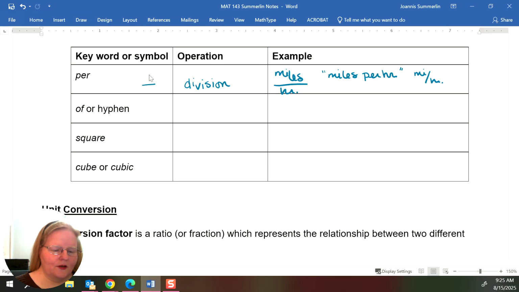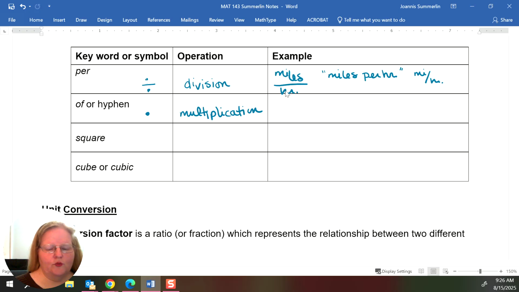Let's try going this way. Somewhat. Okay. Of or hyphen is a multiplication symbol. In this particular class, all multiplication symbols are usually going to be dots. We very seldom use X's because X's tend to be X's in this class, like the letter X. The only time we really don't use the letter X is when we're talking about scientific notation. The operation is multiplication. Sorry about the jumping around, it's because of the program.